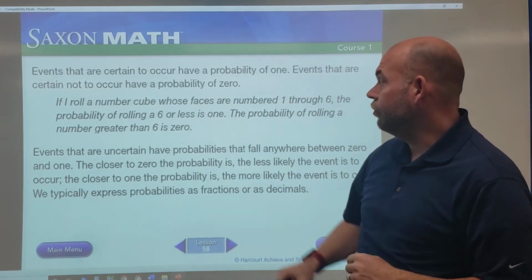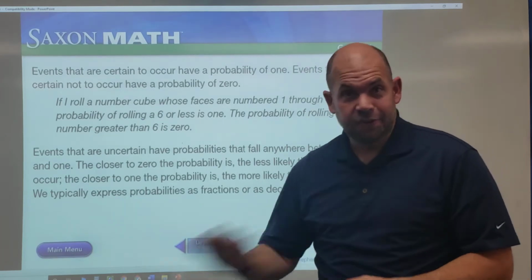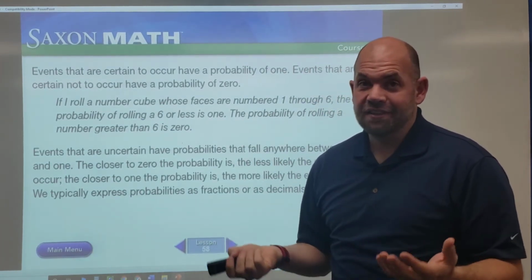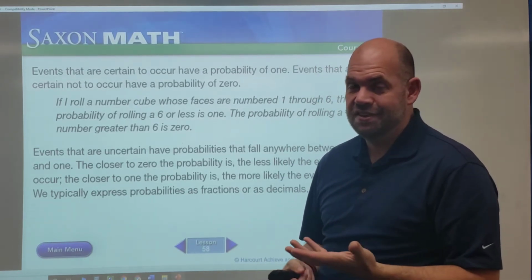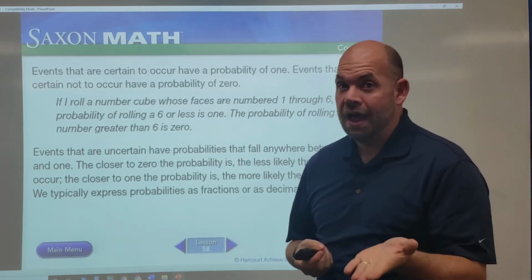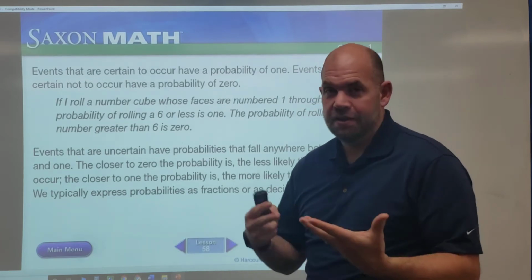So events that are certain to occur have a probability of 1. And those that are definitely not going to occur have a probability of 0. Everything else is somewhere between 0 and 1. And we can think of that in terms of percentages. So it's a 25% chance, or in decimal, 0.25, or in fraction, a 1/4 chance, right, in that example.